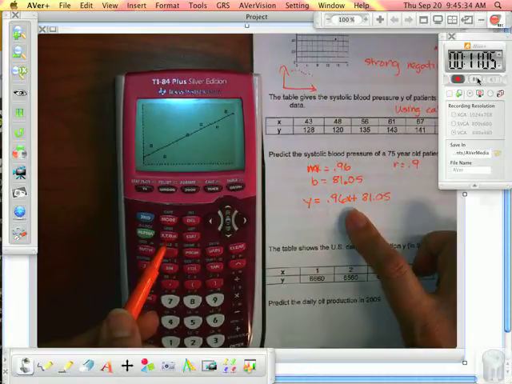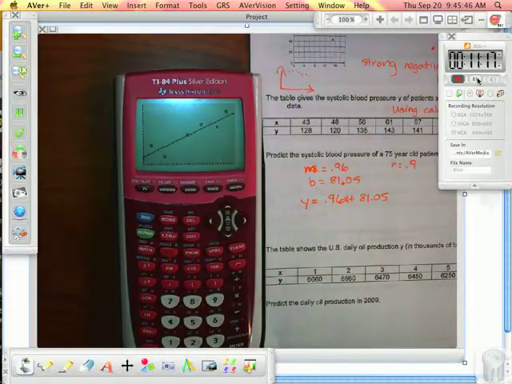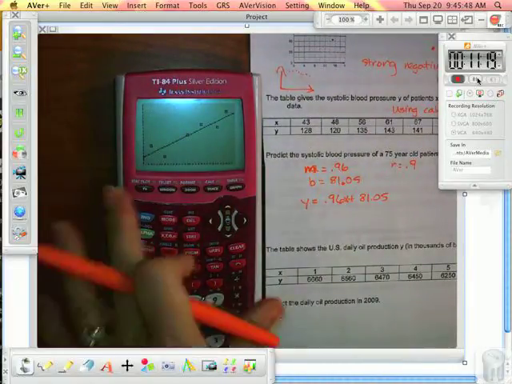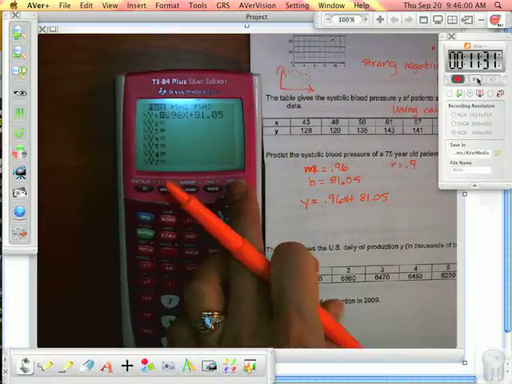Why did I get a little circle? How come my line's different from yours? Did I do something wrong? Did you put X in it for sure? You sure it's exactly like mine? 0.96x plus 81.05. I don't know why it won't give you a line. Maybe somebody set the thing funny. We'll have to look at the settings.